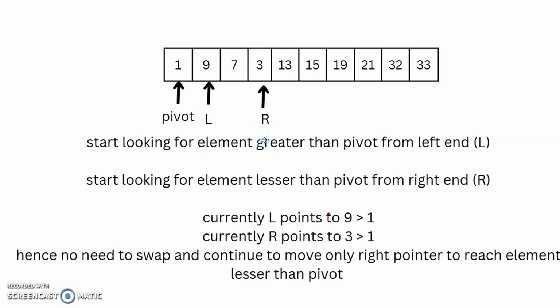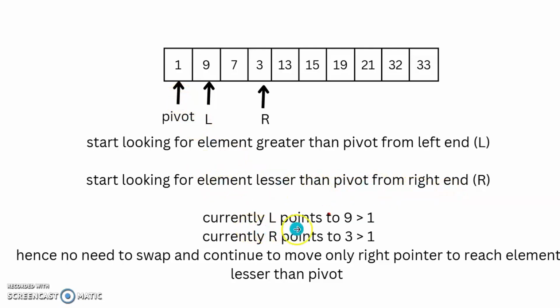So now as usual you take the first element as a pivot, and the element next to the pivot will be considered as a left pointer, and the last element in the list will be considered as a right pointer. Now you start looking for an element greater than the pivot from the left end, and an element lesser than the pivot from the right end.